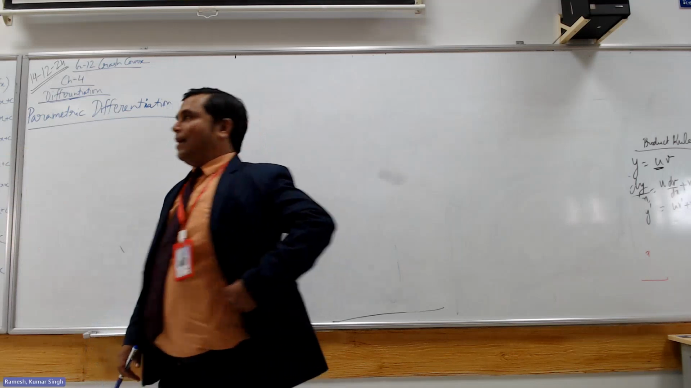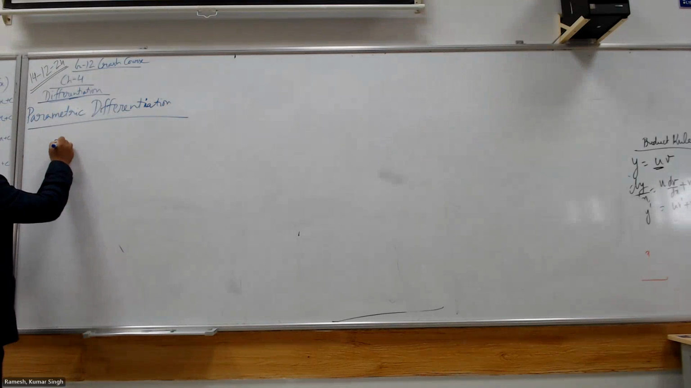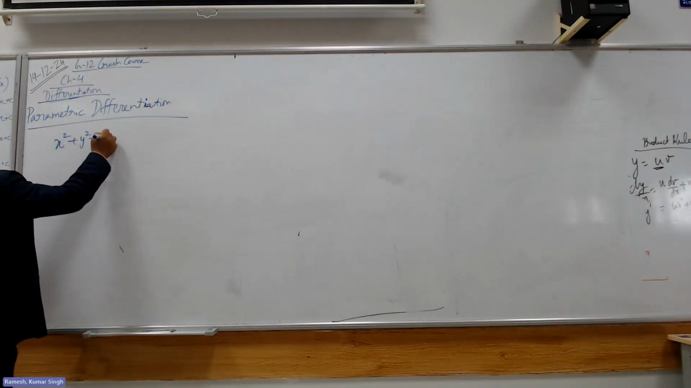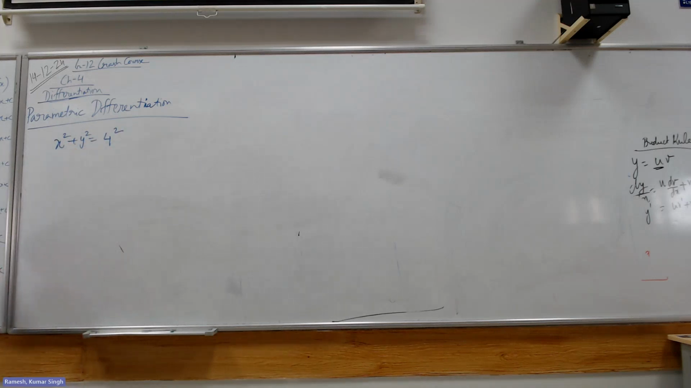I'll give you one example. You know this: x squared plus y squared is equal to 4 squared. What is this equation in algebraic form? You learned it in S level. What's the equation?